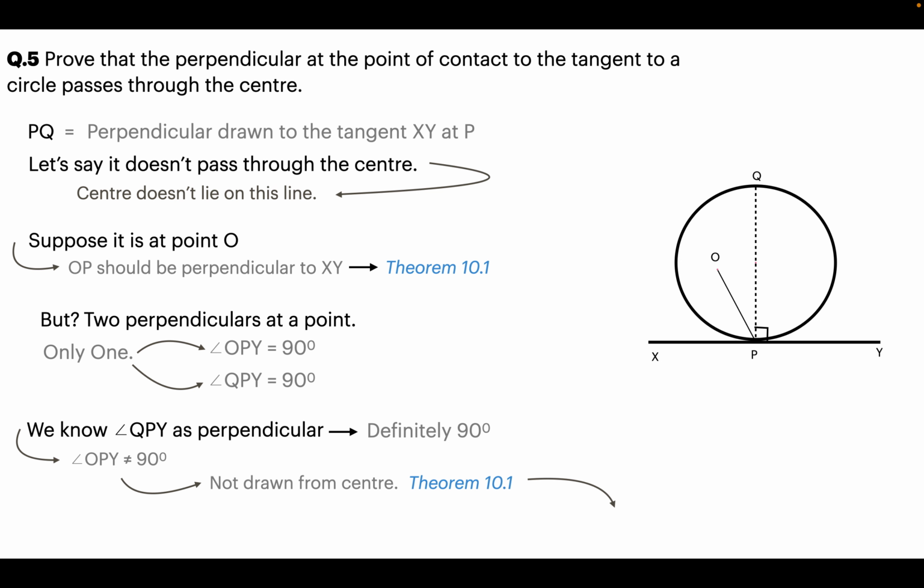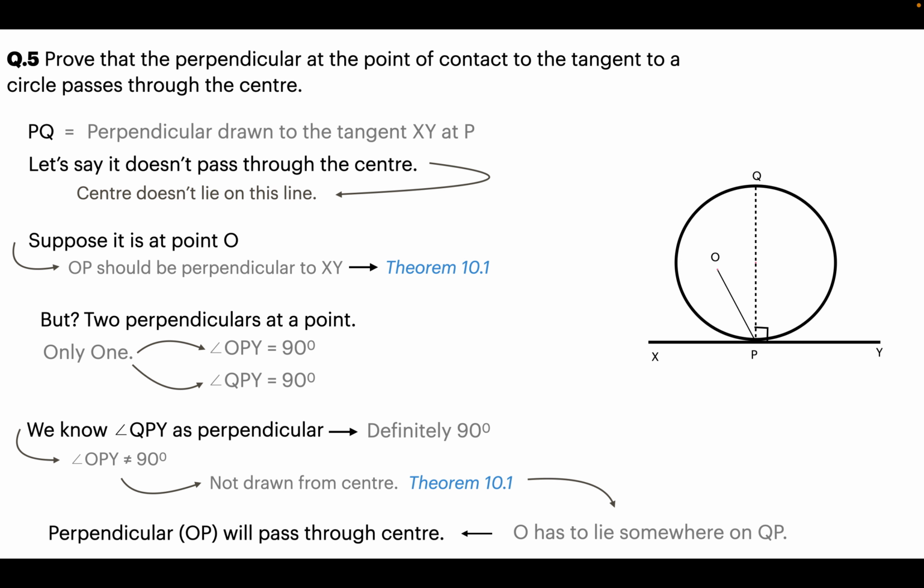That means the center, that is O, is always going to be on the line PQ, or line PQ is going to pass through the center O, which is perpendicular, drawn from the point of contact. That means the statement is true, that the perpendicular at the point of contact to a tangent to a circle is always going to pass through the center.